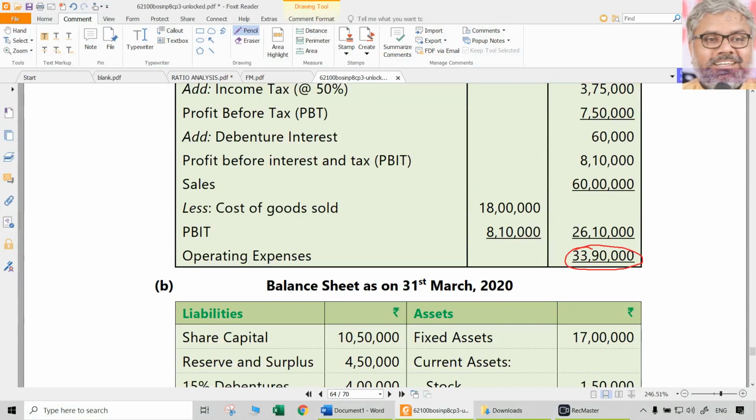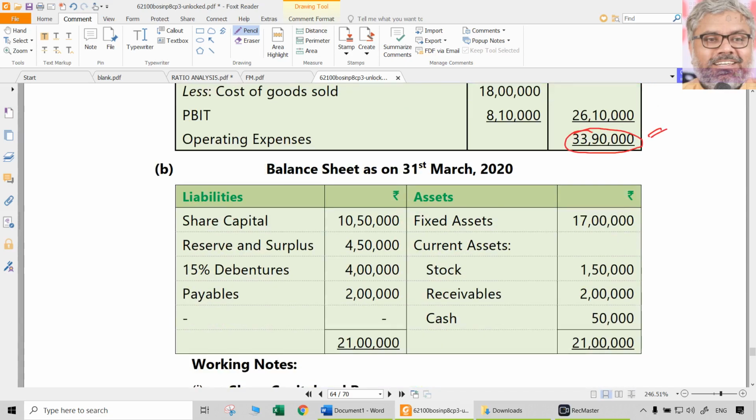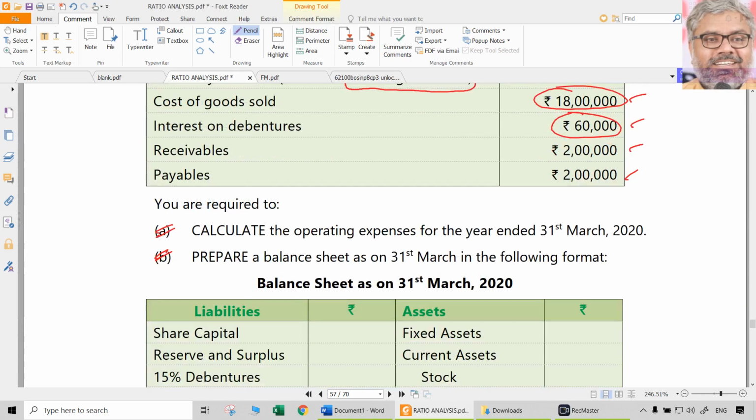That is the answer. Presentation wise, you can show reverse way, starting with net profit, add income tax, you will get PBT, the profit before tax, add interest, you will get EBIT. Then when you know sales and cost of goods sold, the difference is gross profit. Difference between gross profit and EBIT is naturally the operating expenses. So 33 lakhs 90,000 is the answer for A bit of this question.